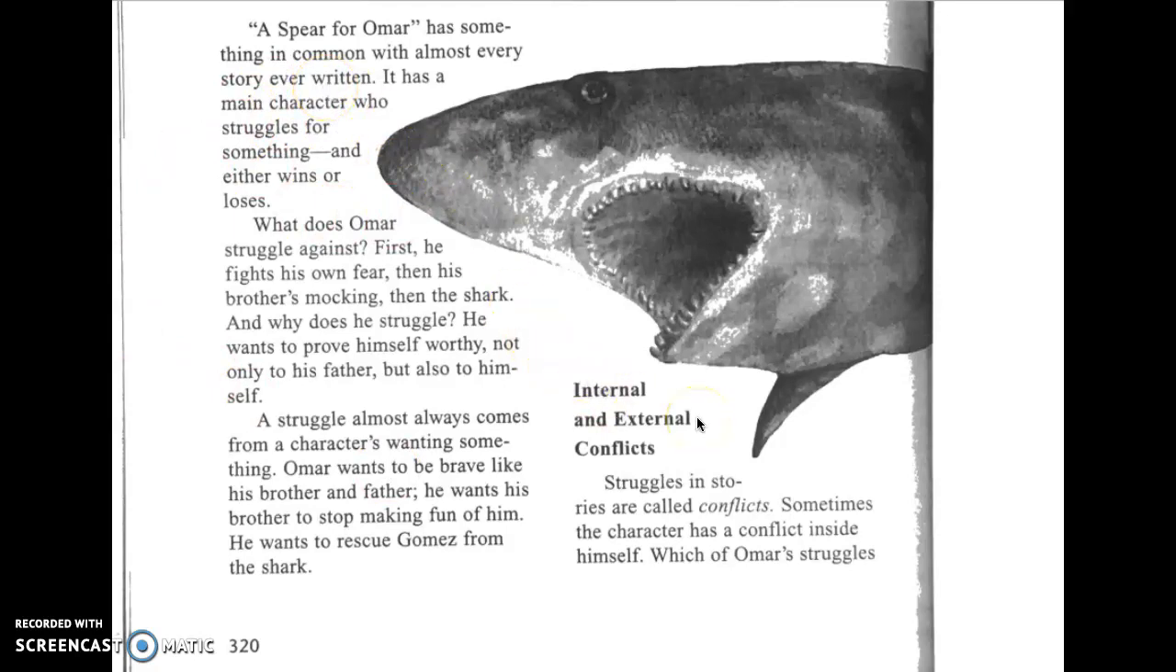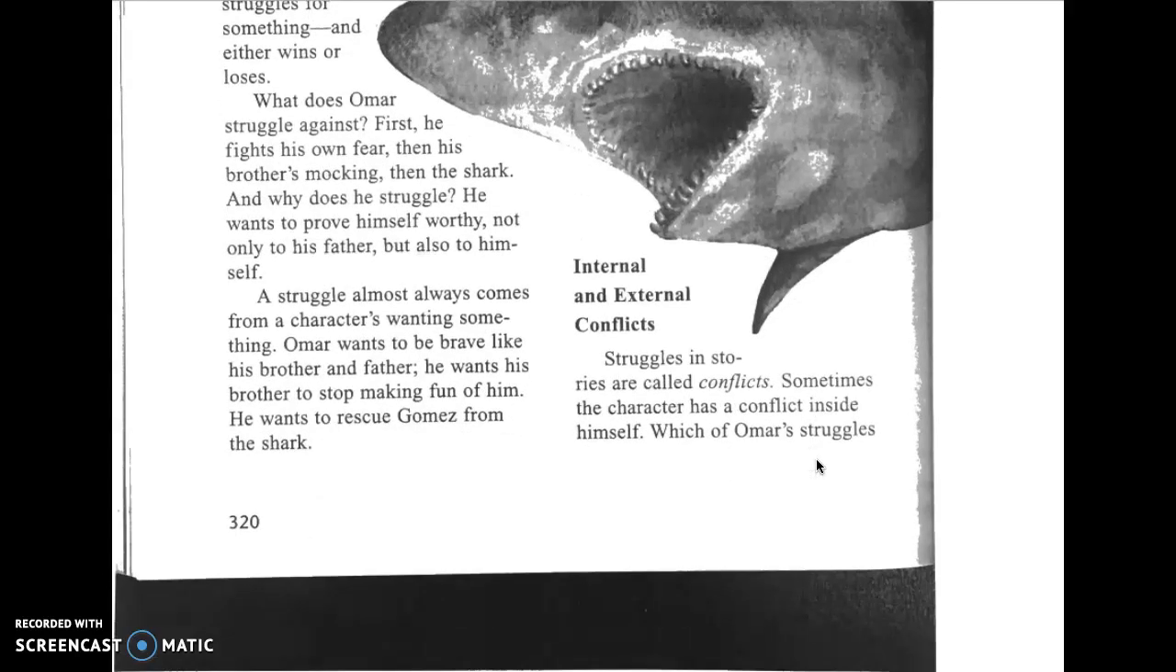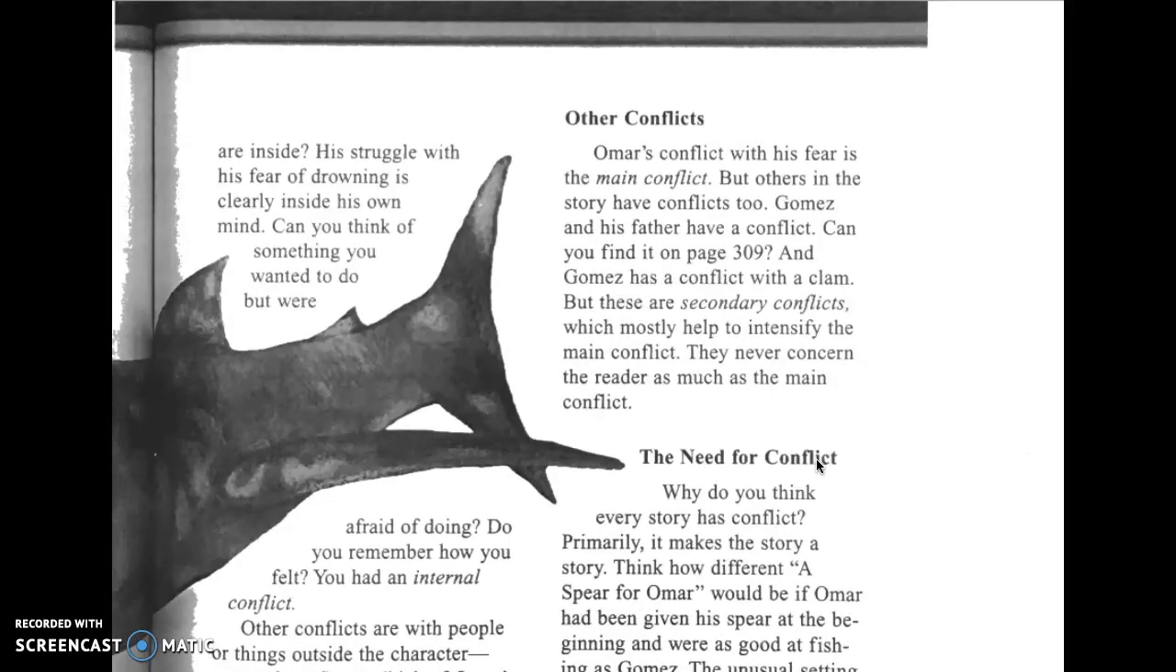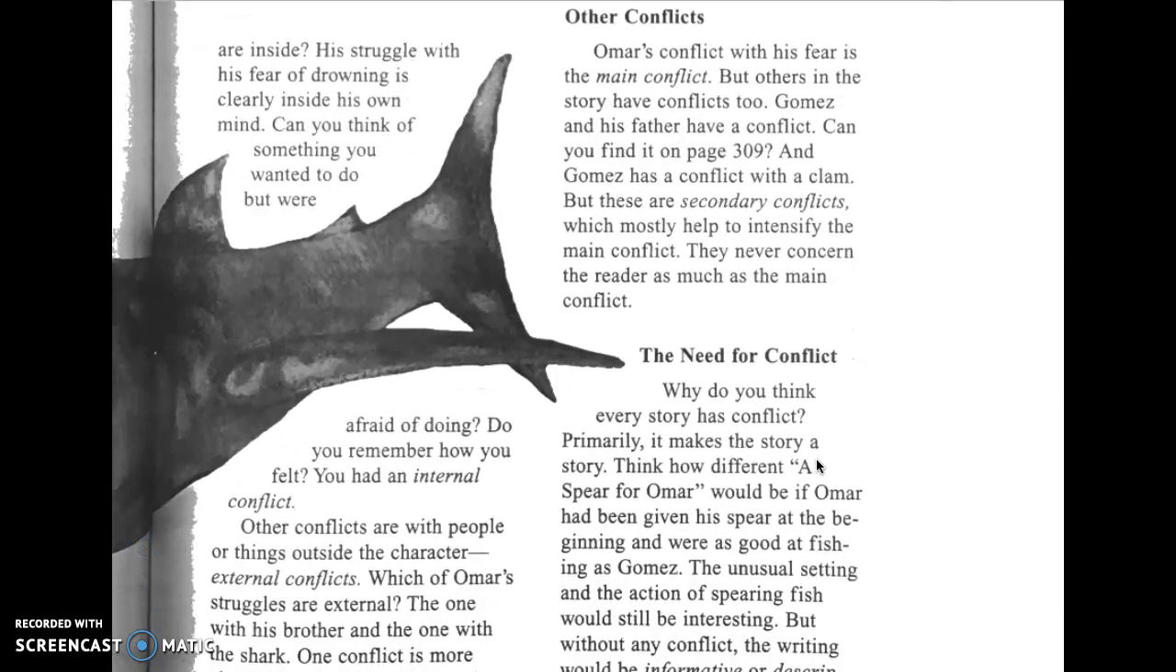Two types, internal and external conflicts. Struggles in stories are called conflicts. Sometimes a character has a conflict inside himself. Which of Omar's struggles are inside? What do you think, actually, before we read? Well, his struggle with his fear of drowning is clearly inside his own mind. He's not physically fighting it, right, with swords.